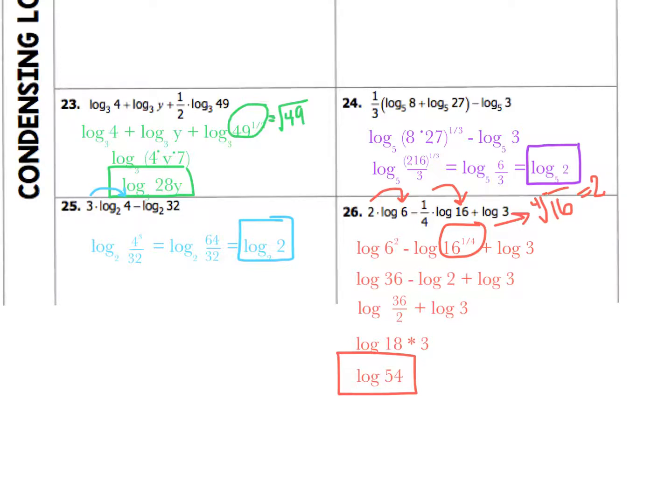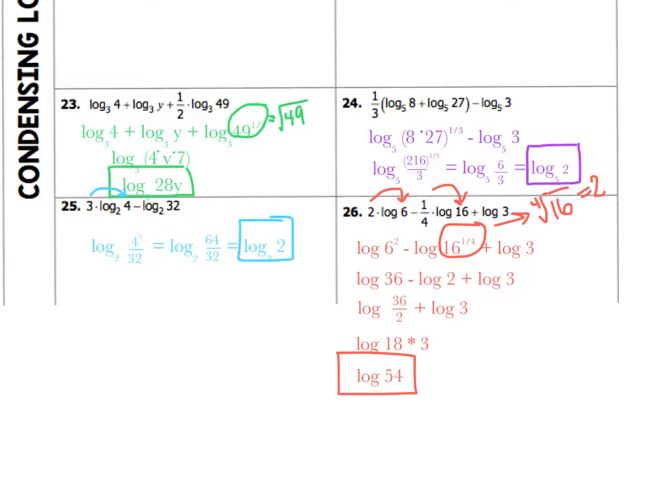Alright, so for 25, this 3 needed to go out as the exponent of the 4. So they have the same logs. So 4 to the 3rd, and then subtraction is happening, so that's divided by. So 4 to the 3rd is 64, 4 times 4 times 4, and divided by 32, which is 2.